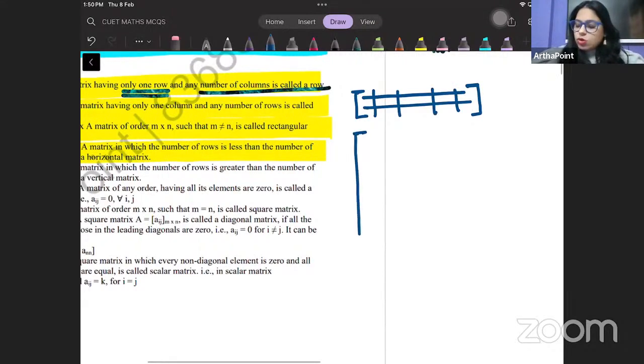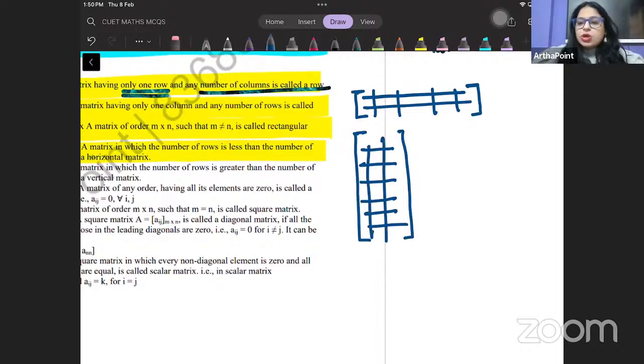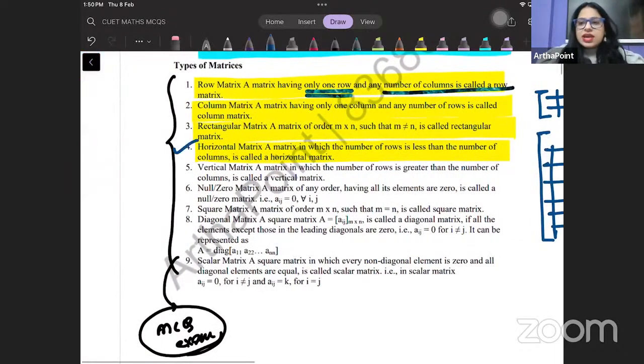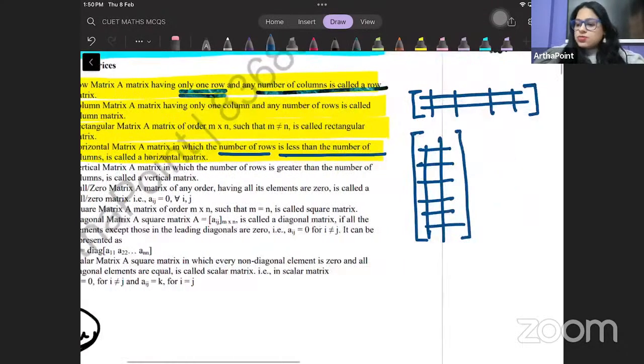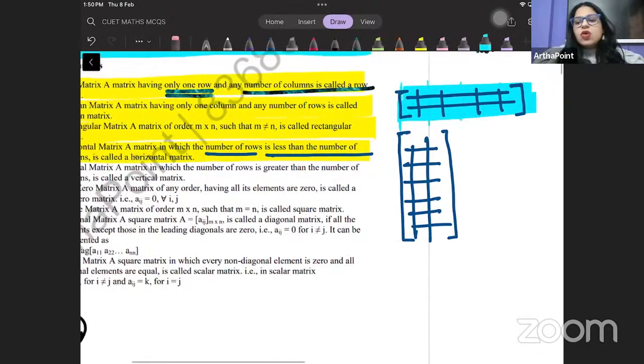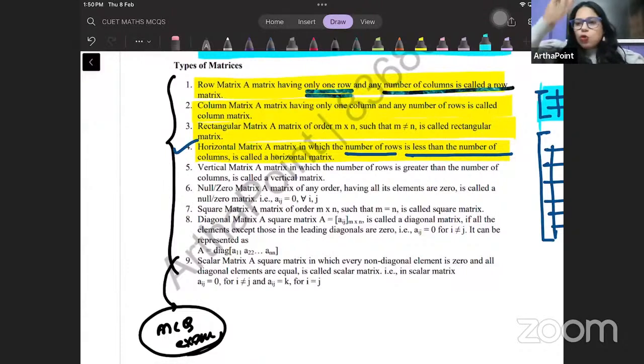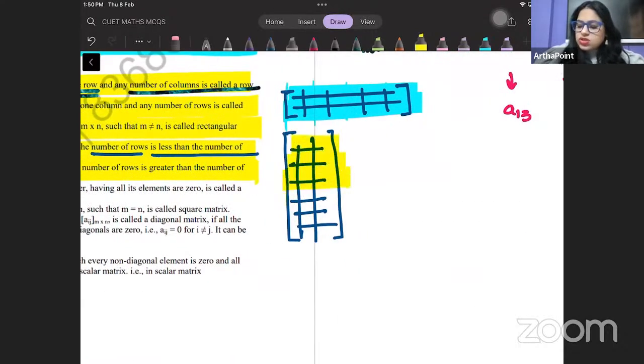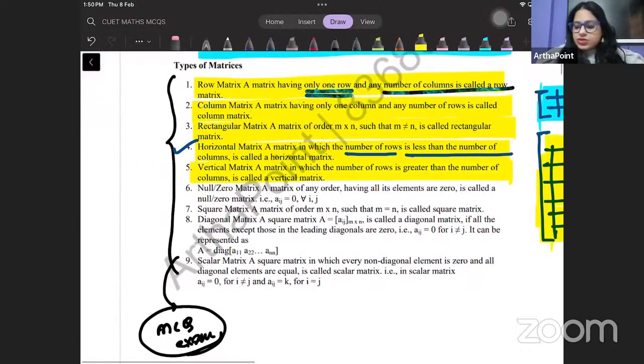And if I say vertical, it looks something like this, meaning there will be many rows, but fewer columns. So a horizontal matrix is any matrix which has number of rows less than number of columns. Rows are fewer, columns are more, then I can say it is a horizontal matrix. But when I talk about a vertical matrix, as I can see there are so many rows in it, but only 2 columns. So that is a vertical matrix.